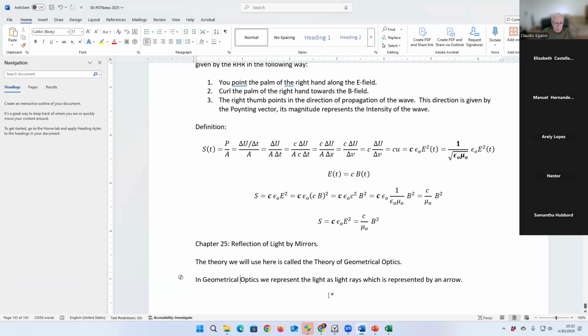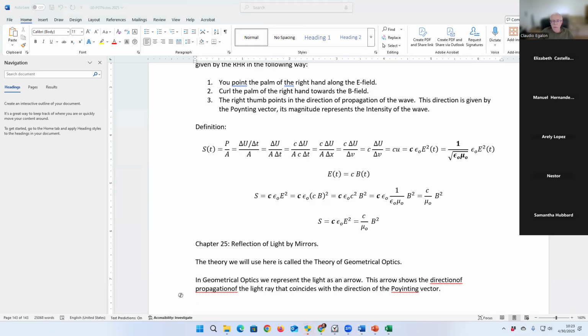In geometrical optics, we represent the light ray as a vector, as an arrow, okay? As an arrow. This arrow shows the direction of propagation of the light ray that coincides with the direction of the pointing vector.